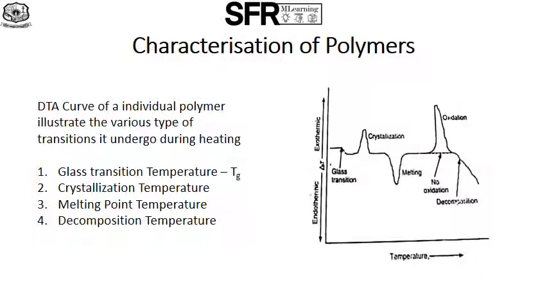The next application is characterization of polymers by means of the DTA curve. The DTA curve of an individual polymer illustrates the various types of transitions it undergoes during heating. Glass transition temperature, crystallization temperature, melting point temperature, and decomposition temperatures are found out with the help of the DTA curve.